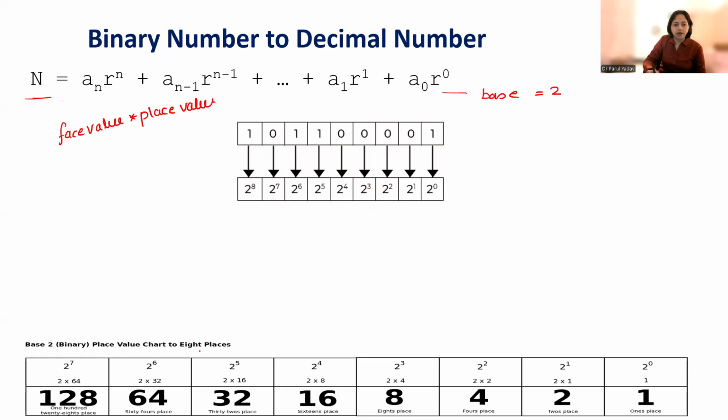In the binary system, the place value chart is like this. 2 to the power 0 is 1, 2 to the power 1 is 2, 2 to the power 2 is 4, 2 to the power 3 is 8, 2 to the power 4 is 16, and so on, right? So what we need to do, we'll take the face value, multiply it with its place value, right? And then we will add up all these values. So this is 1 into 2 to the power 0. Its conversion will be like, I am writing from here.